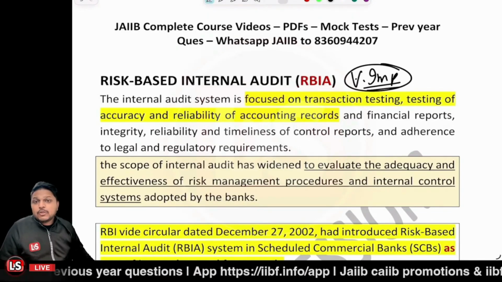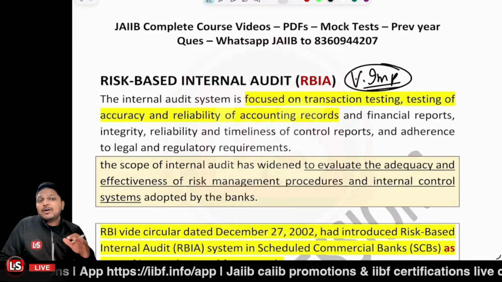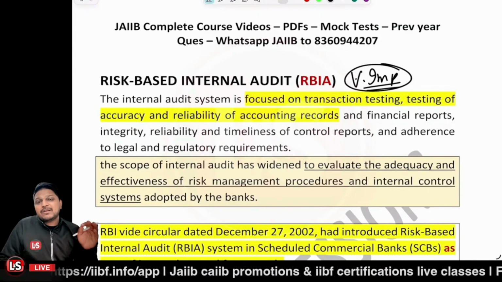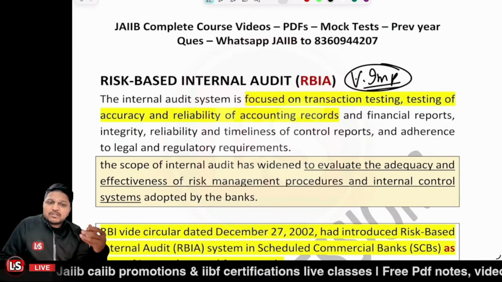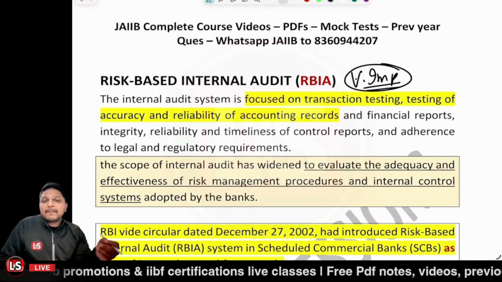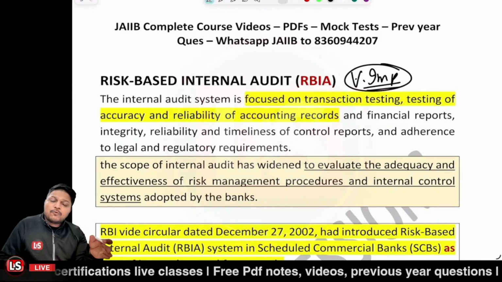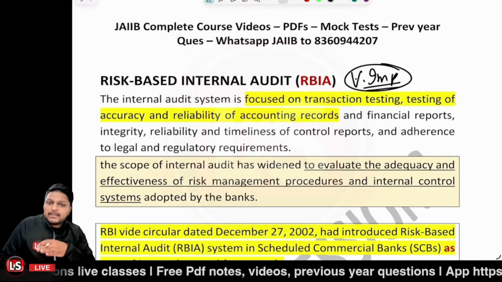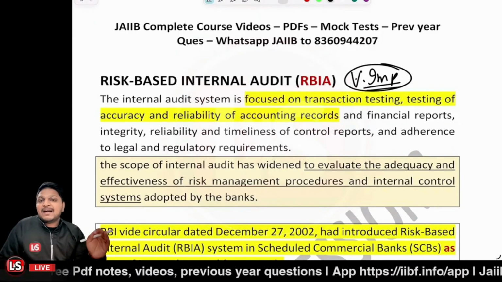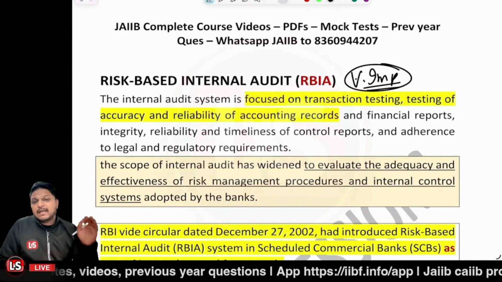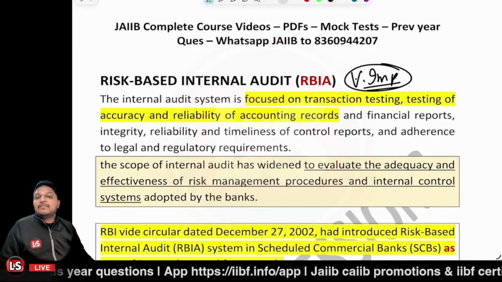So it is a structured internal audit approach, which allocates the audit resources based upon the risk profile, right? Let's say the risk profile of the product, of the customers, of the systems. The primary focus is on whether we are following those guidelines uniformly, and periodic review is to be given. That is basically RBIA, and it is mandatorily encouraged by the Reserve Bank of India.